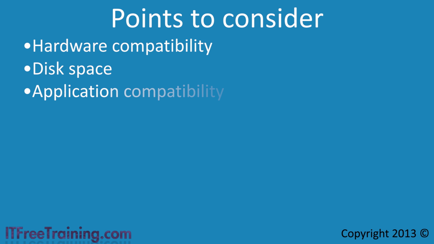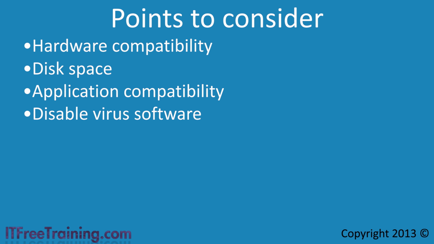The next point to consider is application compatibility. We have already seen that some features have been removed from Active Directory Federation Services, which may be a concern. Other applications may not be compatible with Windows Server 2012 or Windows Server 2012 R2, and these should be checked. Next, you should disable virus software before the upgrade. Antivirus software can affect the upgrade process. Also, antivirus software can be very operating system specific. For this reason, it is best to disable it, then enable it afterwards and upgrade it as required.